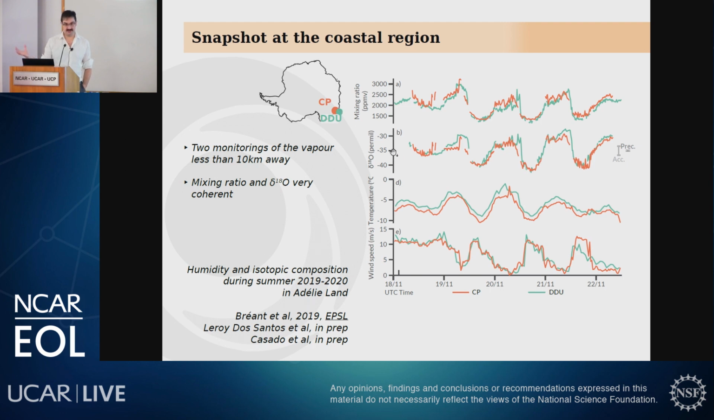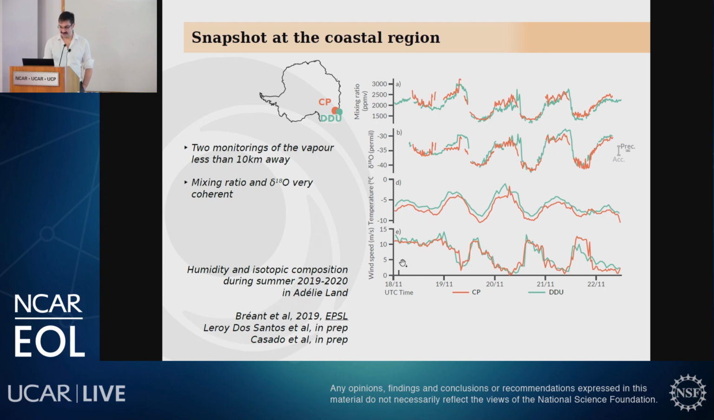How can we connect the coastal world that we would get in the Arctic and on boat measurements, for example, and what we get inside the continent? So this was actually quite difficult. So here, for example, is another example near the coast. You have the mixing ratios, delta 18O, the temperature, and the wind speed.